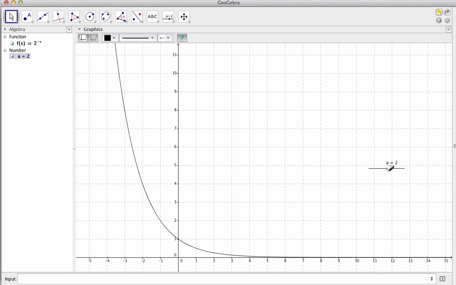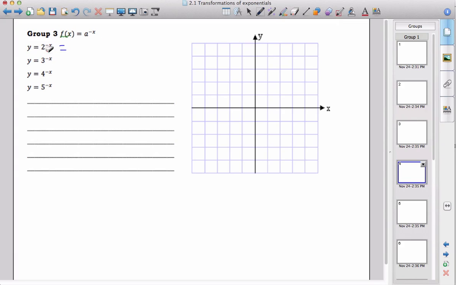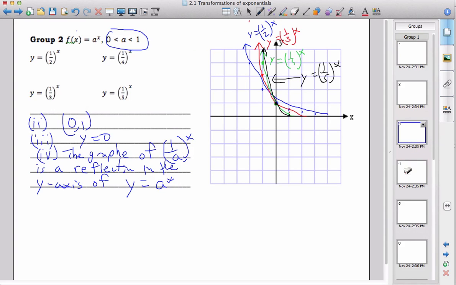Now, look at that. This looks exactly the same as y equals half to the power of x. So, there's a reason for that. When you have a negative exponent, that's the same as half to the power of x. So you just get the reciprocal, and it's to the power of positive x. So the graphs here are going to be exactly the same as what we did in number 2, exactly the same as the graphs in group 2.